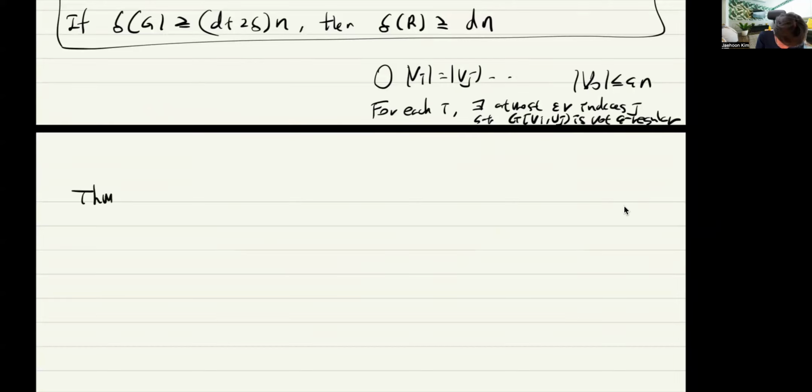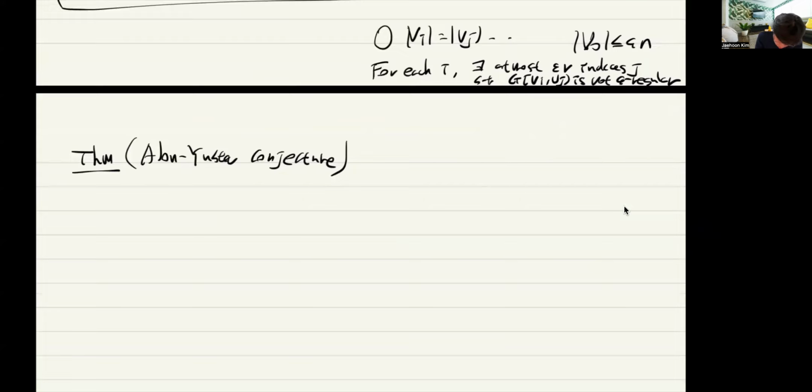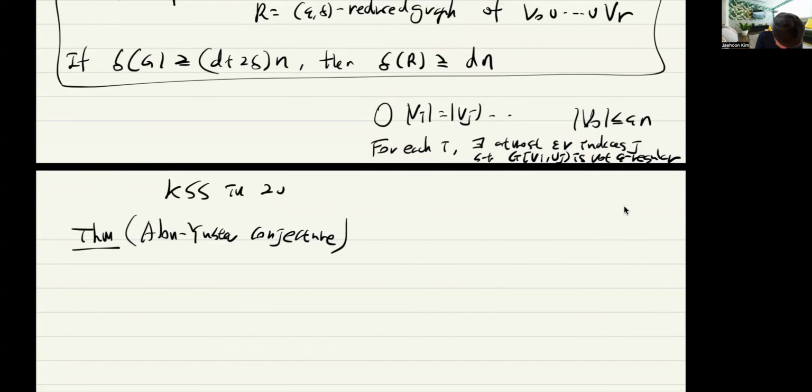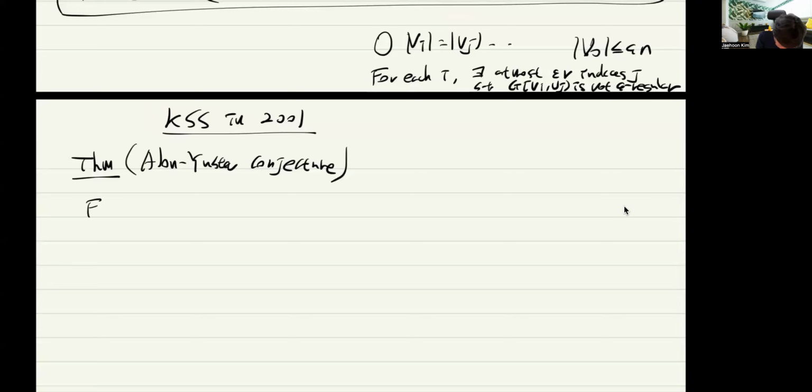Okay, knowing that, let's see how we can use this blow-up lemma. There is this conjecture called the Alon-Yuster conjecture, which was proved by Komlós, Sárközy and Szemerédi in 2001. So for a given k-partite graph F on f vertices.